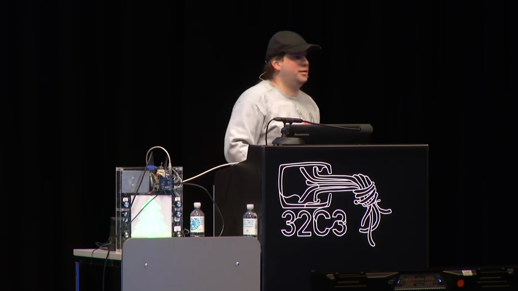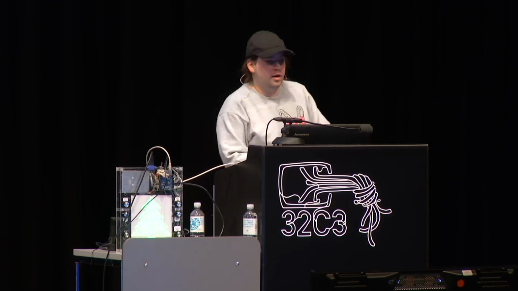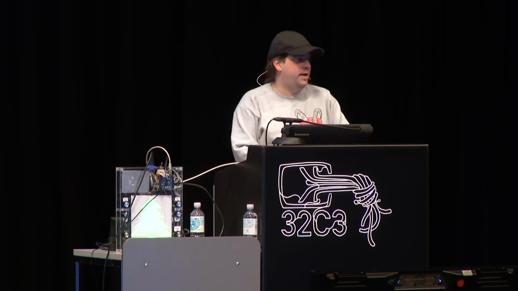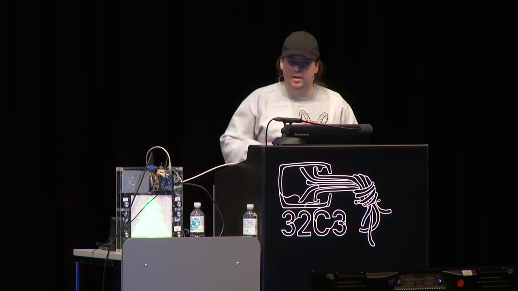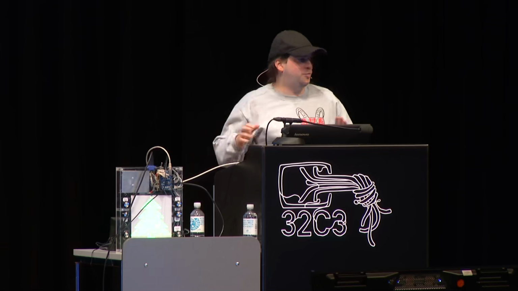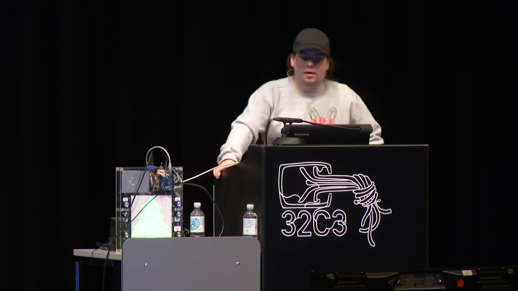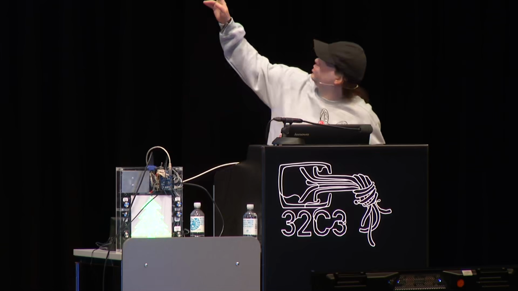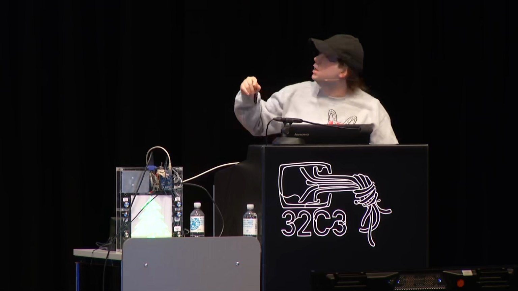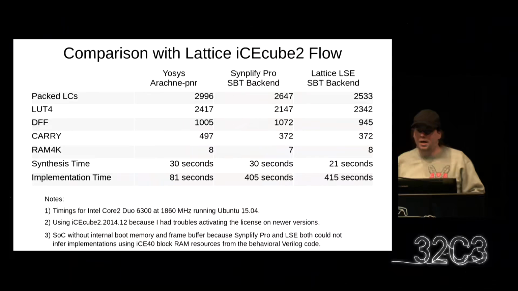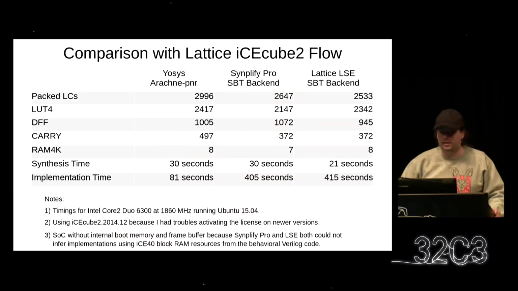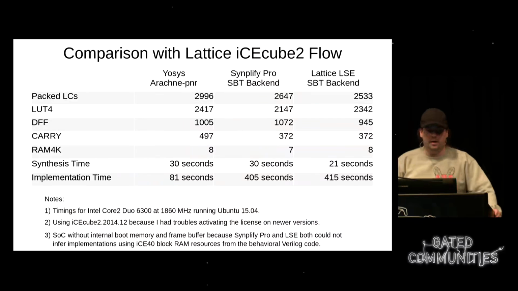So how does it compare to the commercial flow? There are two commercial flows available from Lattice. They both use the Lattice proprietary backend, the SBT backend. But one of the two flows is using Simplify Pro as synthesis frontend, and the other one is using Lattice LSE as the synthesis frontend. And we are comparing that with Yosys and Arachne PNR.